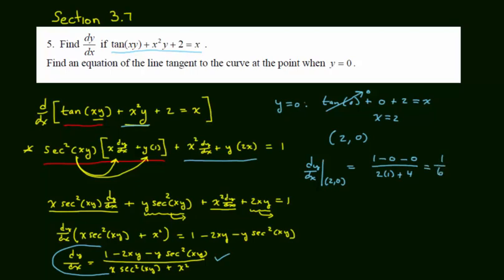And we're ready to write the equation of the tangent line. y minus 0 equals 1/6 times (x minus 2). And there it is. That is the final answer to the question.